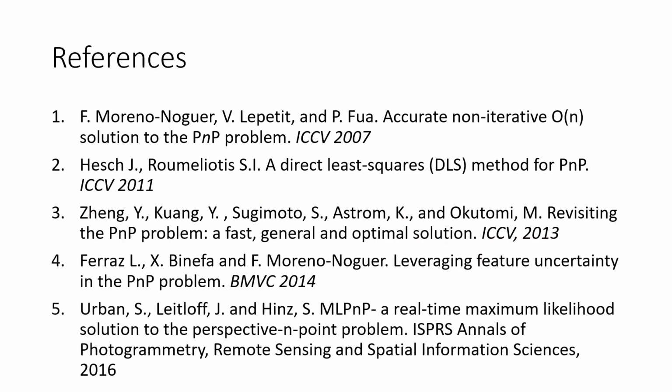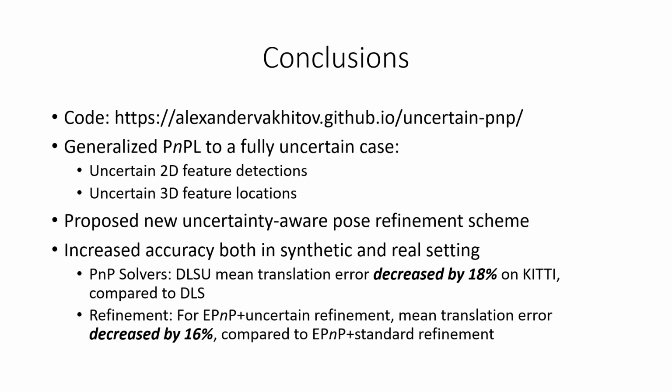Here are the references. To conclude, in this work we have generalized the EPNP and DLS methods to a fully uncertain setup with uncertainty both in feature detections and in their locations. We proposed a new uncertain pose refinement scheme. Both solvers and the new refinement scheme contribute to the increasing accuracy of camera pose estimation according to synthetic and real experiments on two datasets. We share the code at the link shown.